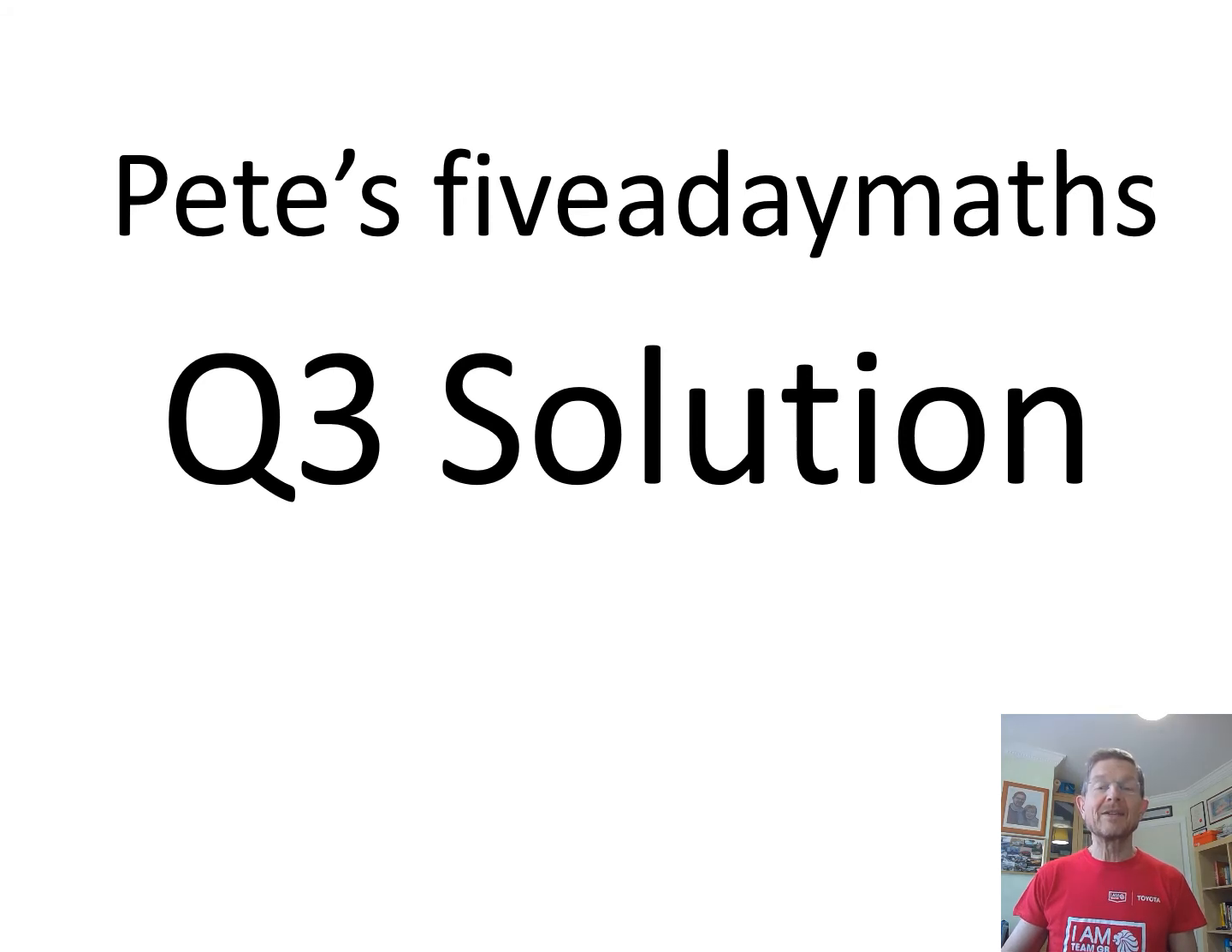So 5-a-day maths, question 3 now. We've got to get our walkers back to their starting point. Obviously this is a group that were walking before the lockdown when it was still okay to go out in groups. We can't do that right now, can we?